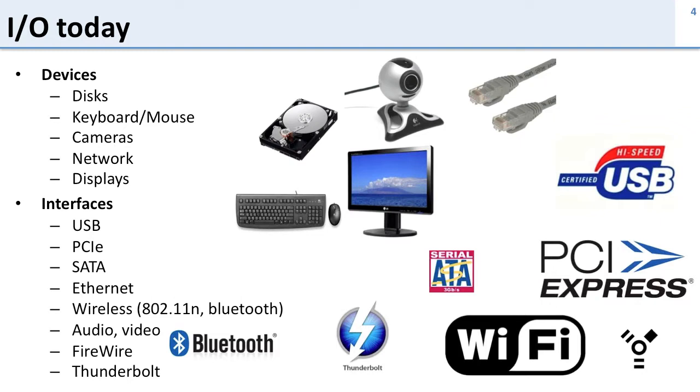And for interfaces, we have a whole bunch of different standards. There's USB, which everyone's familiar with for plugging things in externally. PCIe is what we use internally for hooking up things like graphics cards. SATA is used for disks. Ethernet and wireless 802.11 are used for networking. And then we have a bunch of other connections for audio, video, and the like. So lots of different connections inside the computer.